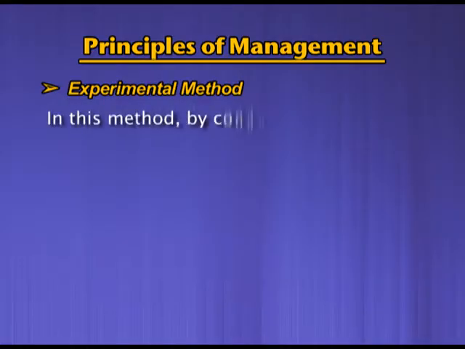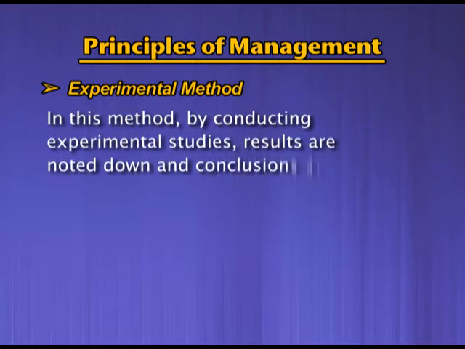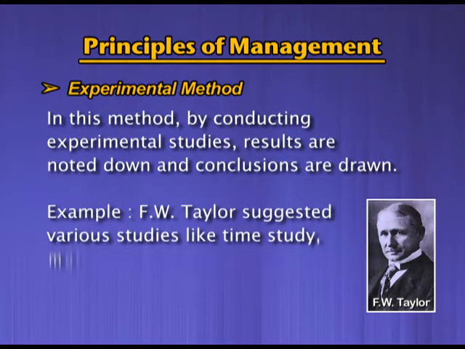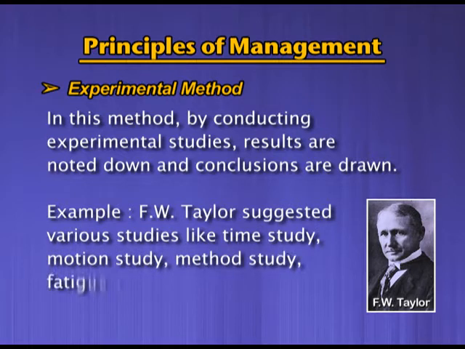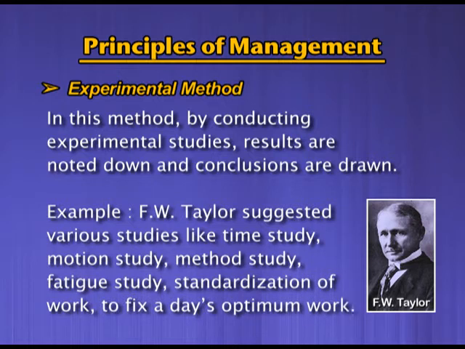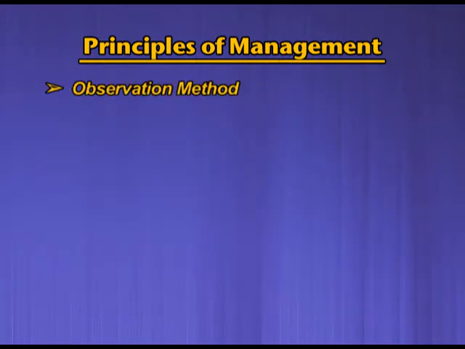The first method is experimentation method. In this method, by conducting experimental studies, results are noted down and conclusions are drawn. For example, Mr. F.W. Taylor suggested various studies like time study, motion study, fatigue study, standardization of work to fix a day's optimum work. Our second method is observation method.